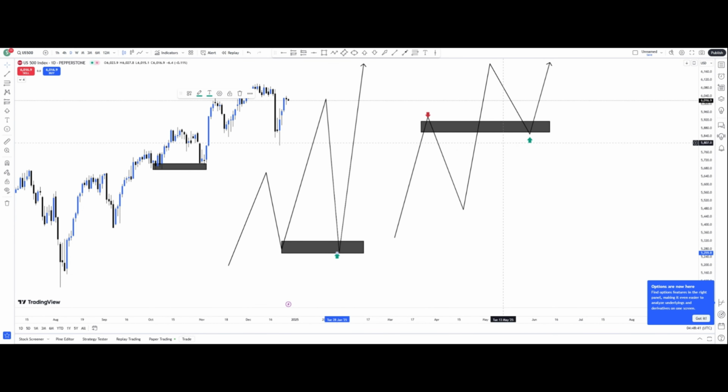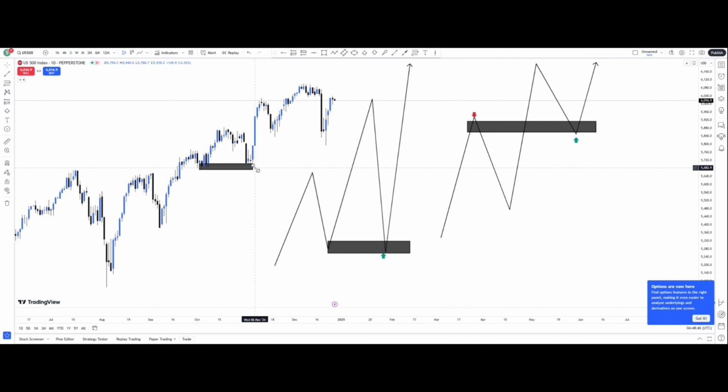Either you see this or you see this. So any one of them you see is valid. Example here, this is a demand zone. Anyone that works well for you, you stick to it. But me, I prefer using both of them.